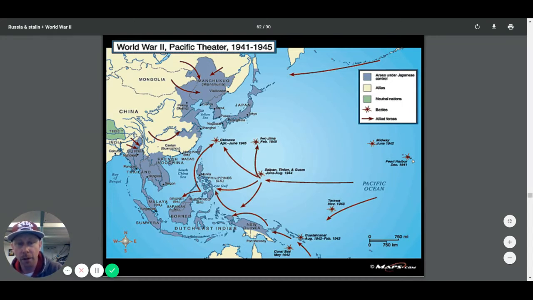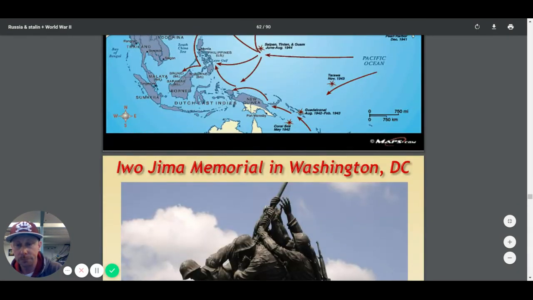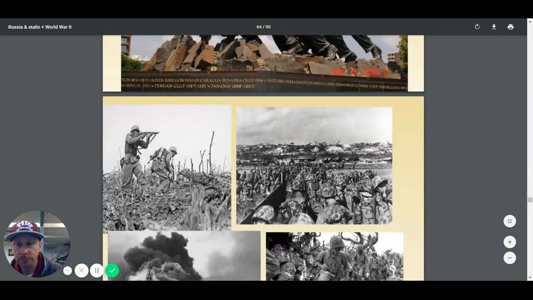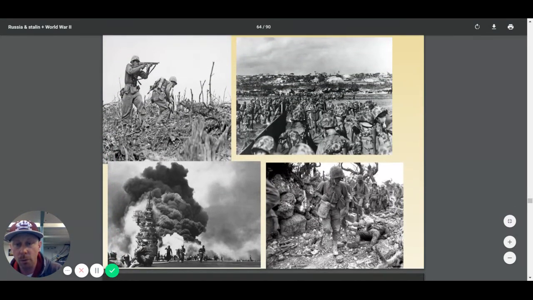Here's a map of a lot of the battles in the Pacific Theater that the Allies fought against the Japanese. Here's a picture of the Iwo Jima Memorial in Washington, D.C. It shows Americans putting the American flag in the ground of Iwo Jima in Japan, and that is a memorial that you can go visit in Washington, D.C. Here are some pictures of the island hopping war. We firebombed these islands so that we could find the Japanese and take them on. And there is a picture of an aircraft carrier as well.